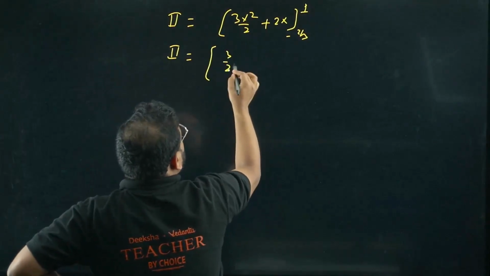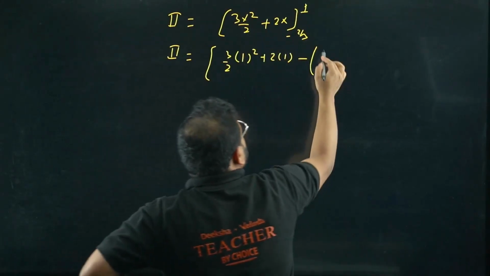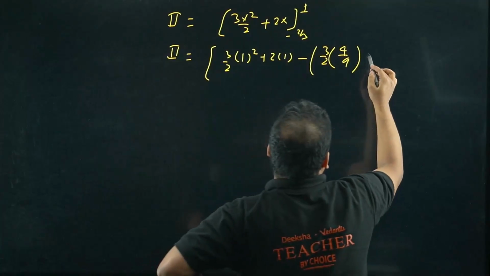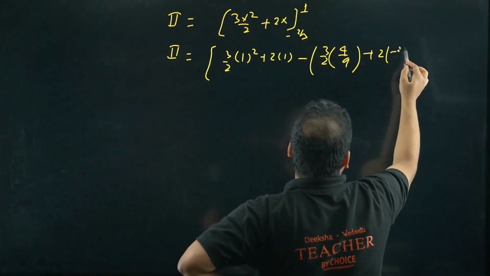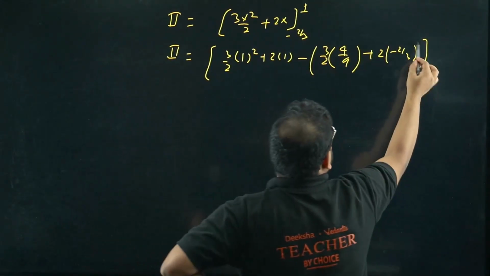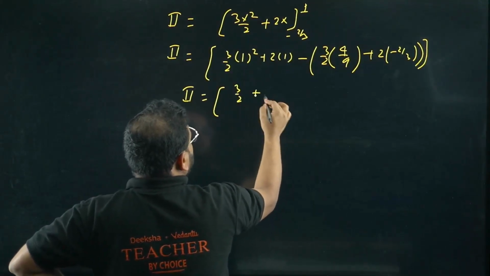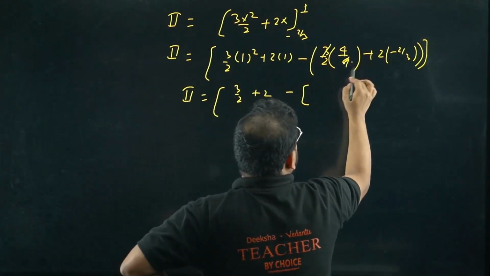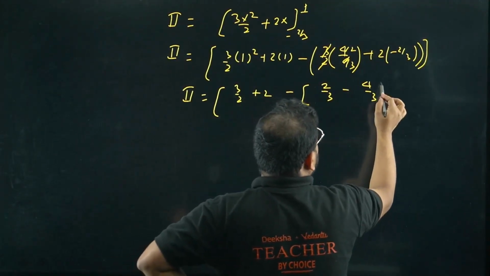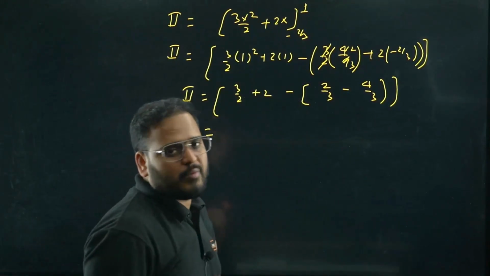We get here 3 by 2 times 1 square plus 2 times of 1, upper limit minus lower limit. Now you put, same thing will come, 3 by 2 times what I wrote earlier, 4 by 9. Now I'll come with plus 2 times of minus 2 by 3. That is it. Now I have a bracket over here, of course. I'm getting this part 2 area as 3 by 2 plus 2, minus sign is there, 3 3s cancel, 2 2s cancel, I'm getting here 2 by 3 minus 4 by 3. Please check. So this is going to be 2 plus 1.5, so 3.5, so 7 by 2.